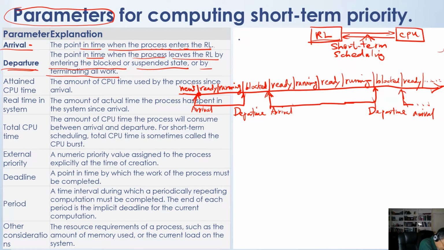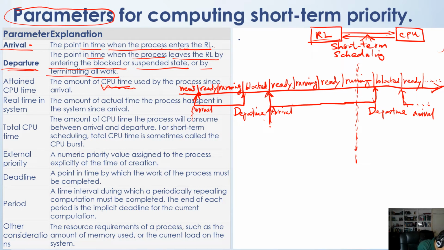Now, what's attained CPU time? For attained CPU time, suppose we check at a certain point, this point. At this point, we want to check what the attained CPU time is. The attained CPU time is the amount of CPU time used by the process since arrival. If we check this particular time point, what's the nearest arrival time? It's here, right? There's another arrival time, but that one is before this one. So the attained CPU time counts since the last arrival time, the amount of CPU time used by the process.